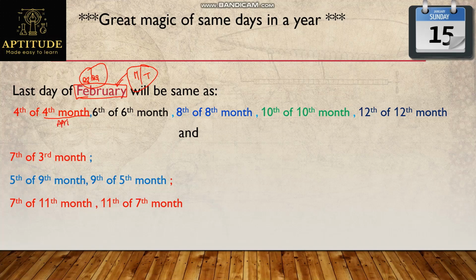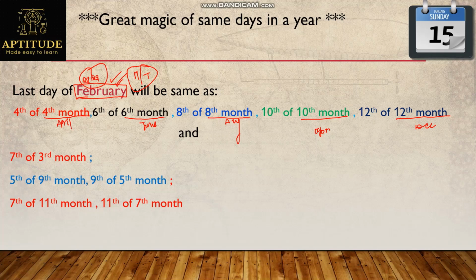So 4th of April, 6th of the 6th month, which means June 6th, and 8th of the 8th month, which means August. 10th of the 10th month, which is nothing but October. 12th of the 12th month, so the 12th month is nothing but December. So if the last day of February is a Monday, 4th of April will also be Monday, 6th of June will also be Monday, 8th of August will also be Monday. So like this the rule follows.